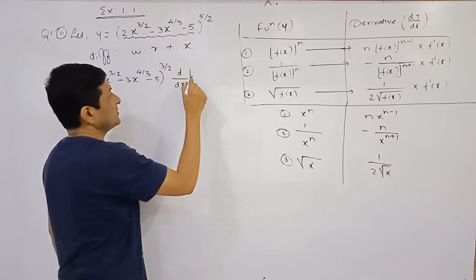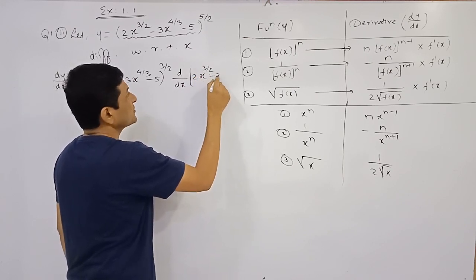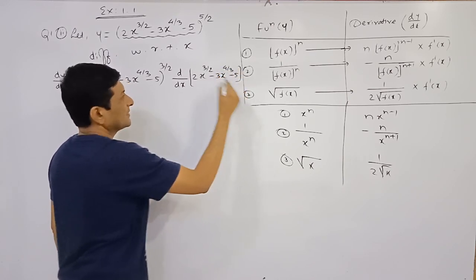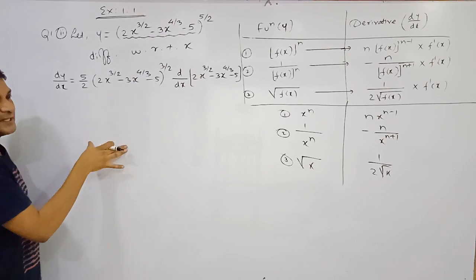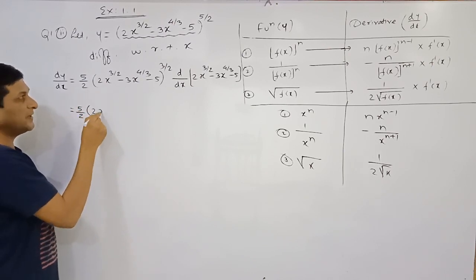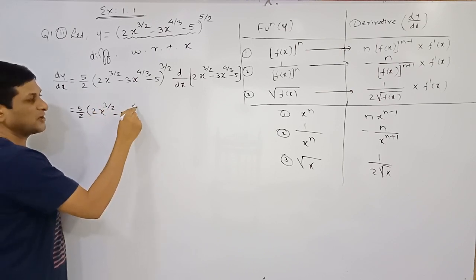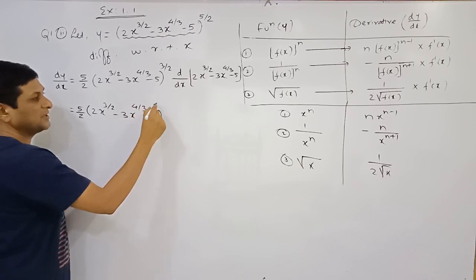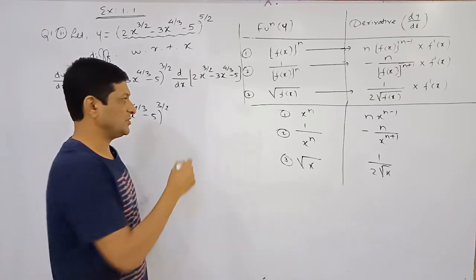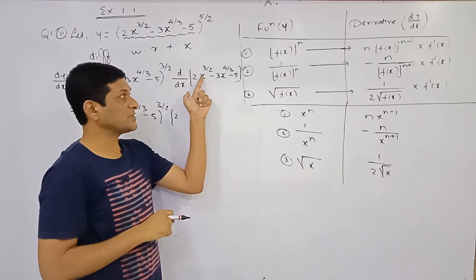Is it our f of x? So here f of x is 2x raised to power 3 by 2 minus 3 into x raised to power 4 by 3 minus 5. Okay, so here nothing is there to simplify. So keep this term 5 by 2 as it is, and 2x raised to power 3 by 2 also as it is, minus 3 into x raised to power 4 by 3 minus 5 raised to power 3 by 2. Keep this first term as it is. Now we are finding its differentiation. Now 2 is a constant term, keep it as it is. Now we are finding its differentiation.